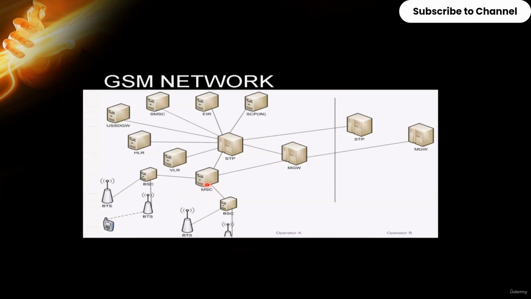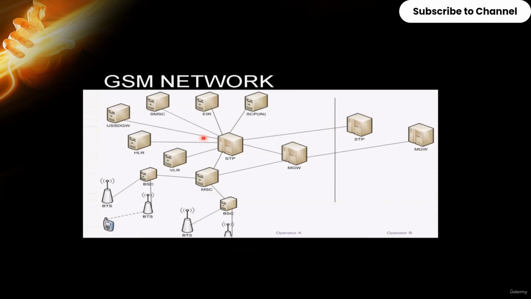So MSC, the mobile switching center, is there, and here we have the HLR, the home location register. Then here it has a signal transfer point. The STP is there to transfer signals from one base transceiver station to another base transceiver station. Then we have the MGW, the media gateway. Through the gateway only, information goes from one operator to another operator.